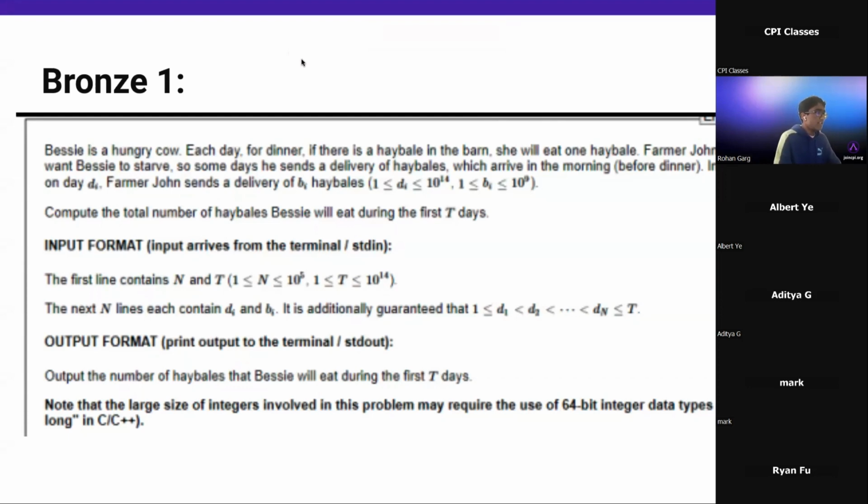The constraints are that d_i is between 1 and 10^14, and b_i is between 1 and 10^9. We're trying to find the total number of hay bales Bessie eats in the first T days. T is also between 1 and 10^14, and N is between 1 and 10^5. It's given that the list d_i is already sorted, so the days that the hay bales are delivered are in increasing order.